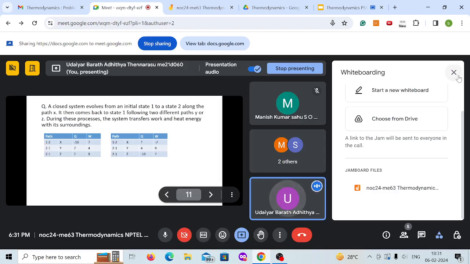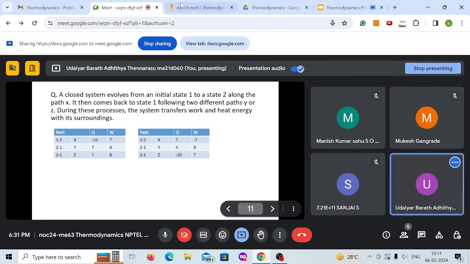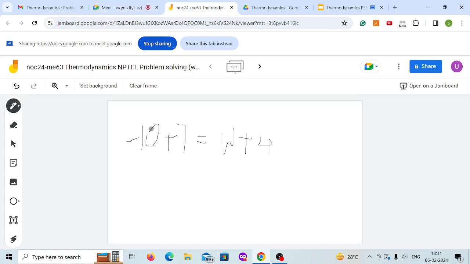Is the screen visible? Can anyone say what I am writing, is that visible or just the slides visible?